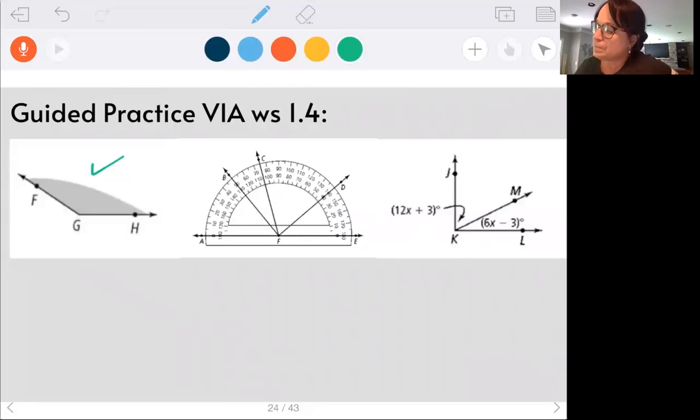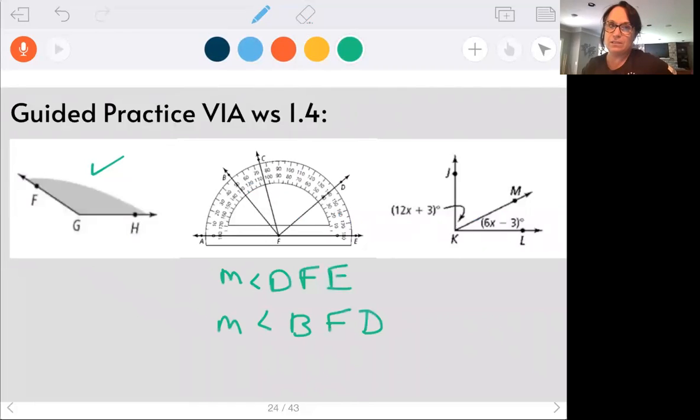and do it. The next question, I'd ask you, what's the measure of angle DFE and the measure of angle BFD? Okay, this is a self-check. If we're doing this in class, I'd have them up and I'd walk around and check yours or have you check with a row partner or something, but unfortunately, we don't have that option here.